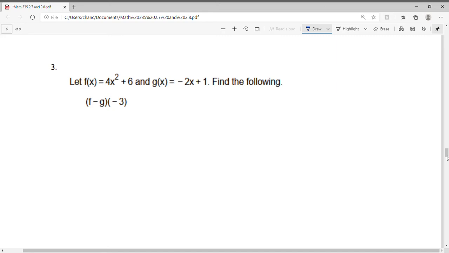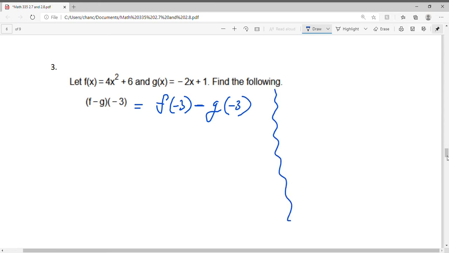Question 3. Let f of x be equal to 4x squared plus 6 and g of x be equal to negative 2x plus 1. Find the following. F minus g of negative 3. This, by definition, is f of negative 3 minus g of negative 3. Now we could do the scratch work on the side. F of negative 3 is equivalent to plugging in negative 3 for f of x. That's 4 times negative 3 squared plus 6.